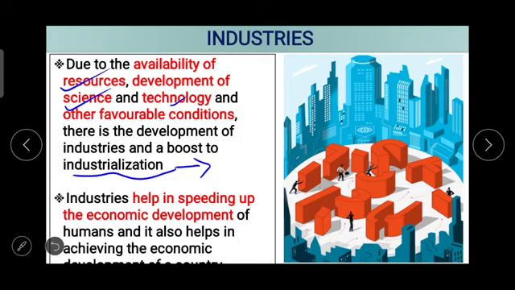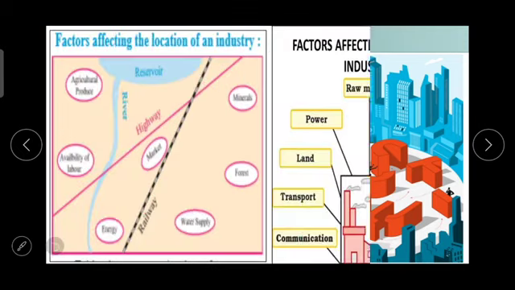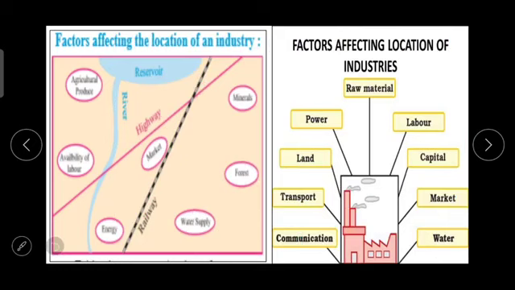Industries help in speeding up the economic development of humans, and they also help in achieving the economic development of a country. That is why not only for an agrarian economy or agrarian country, it is very important to work in the field of industrialization also. Now here again, factors affecting the location of an industry are given in this figure.